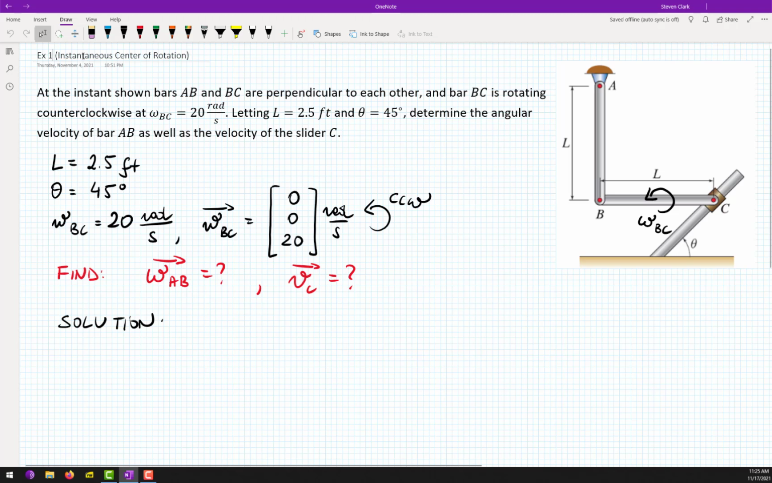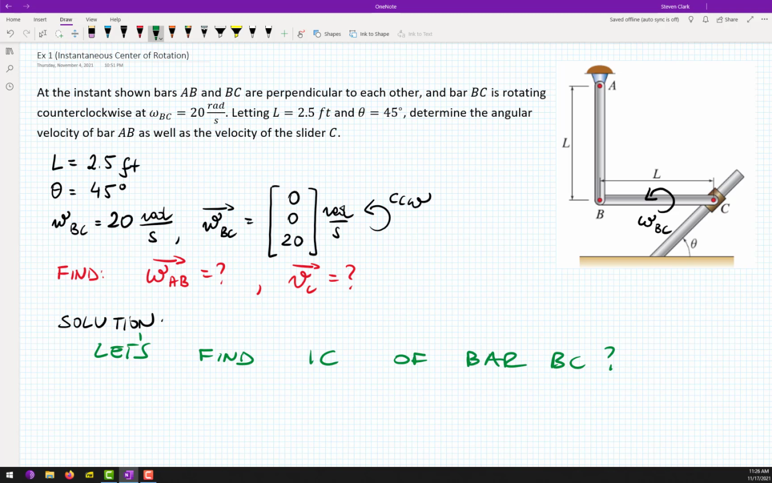So please familiarize yourself with the problem. I'm kidding, no, don't. It's exactly the same problem. So our goal right now will be to find VC using the IC approach. Okay, so let's find the IC of bar BC. This is our goal.